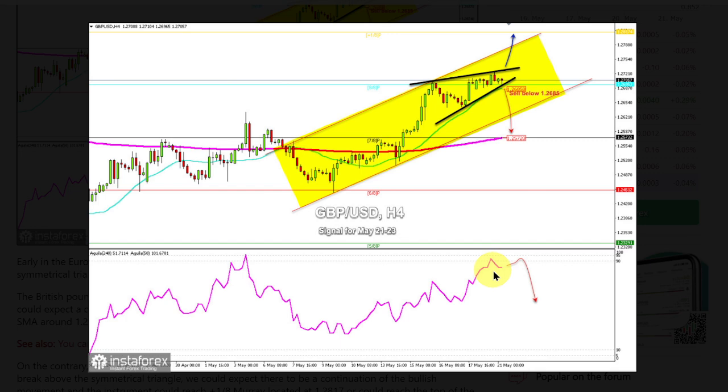Our trading plan for the next few hours is to sell the British pound only in case it falls below 1.2685, with targets at 1.2620, 1.2573, and the psychological level of 1.2500.